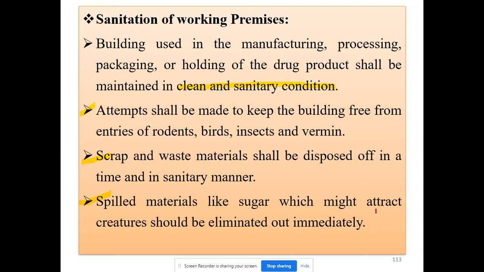Sanitation and cleaning is one of the important criteria which we have to take into consideration if we are going to manufacture a pharmaceutical product in our industry.